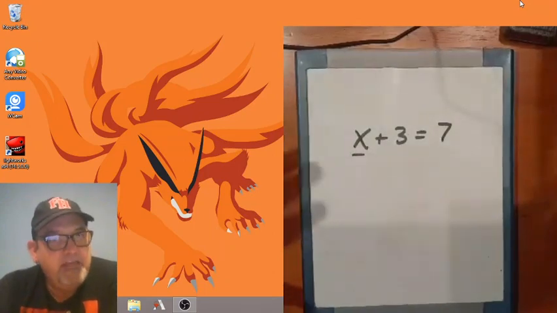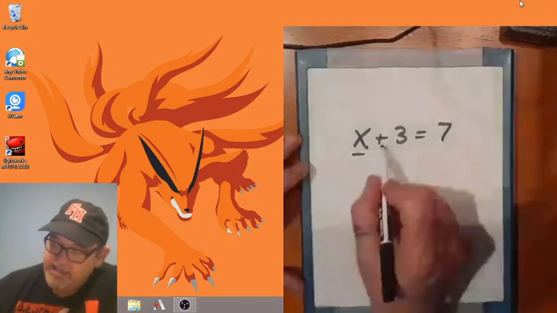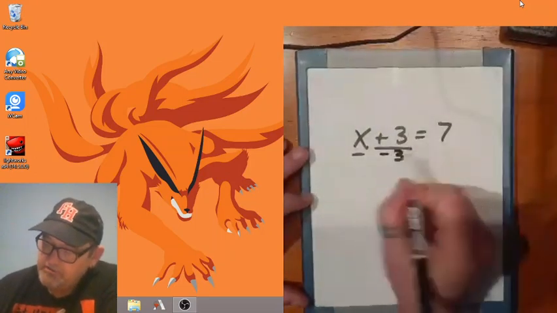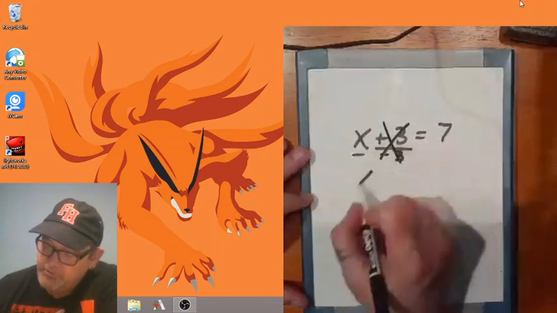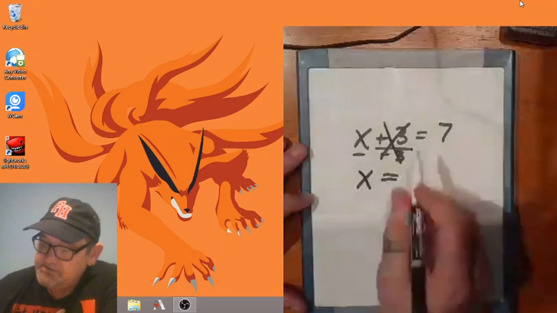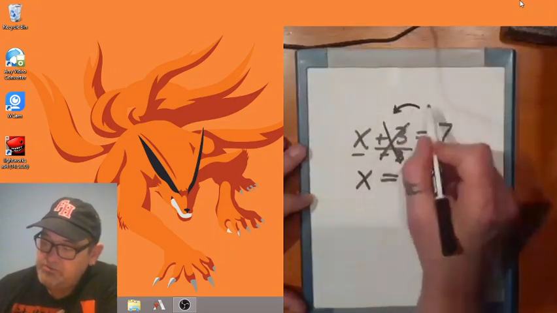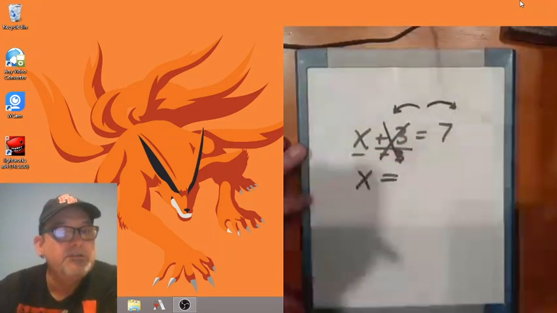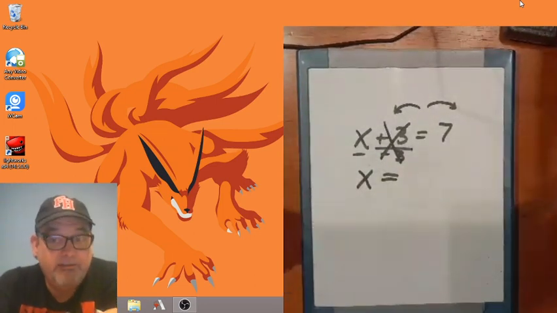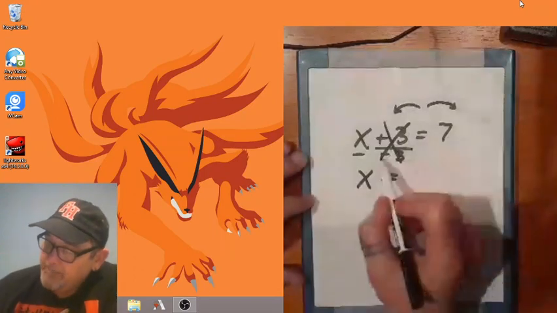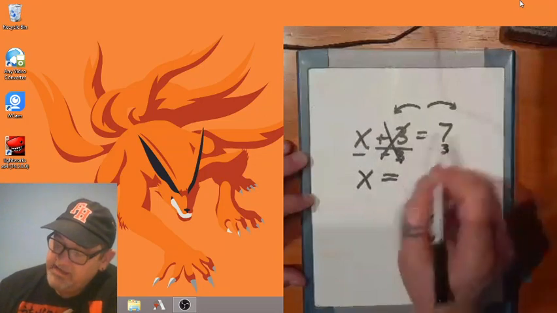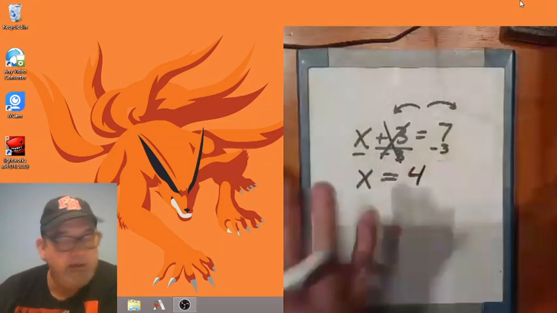So if there is anything with x, in this case a positive 3, we do the opposite to get rid of it. We subtract 3. That cancels out, and I'm left with x by itself. However, the golden rule of algebra says, if you do something on one side of the equal sign, you've got to do the same thing on the other side in order to keep balance, because just like life, math is about balance. So I subtracted 3 on this side. I need to subtract 3 on that side of the equal sign, and I end up with 4. All right? Pretty basic.